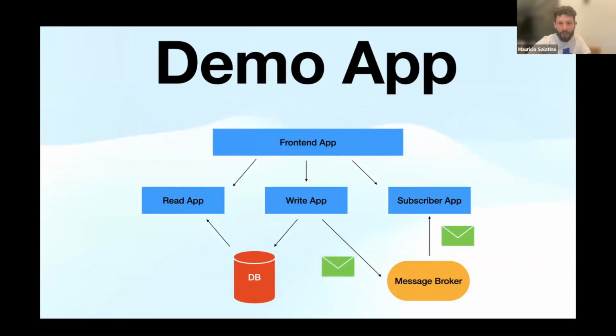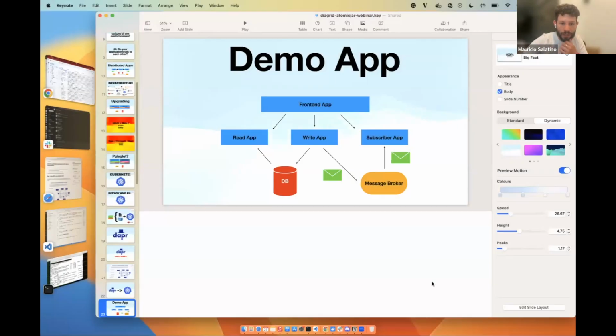At the same time, the write application is sending messages to a message broker that the subscriber app can go and fetch. So it's just demonstrating very common behaviors: storing data, reading data, and consuming messages that other applications are sending. And the front end is working as the front end for all these services. So let me show you that application quickly.